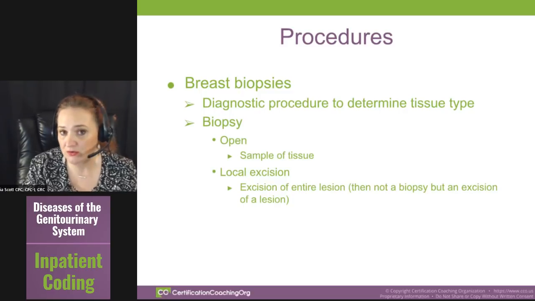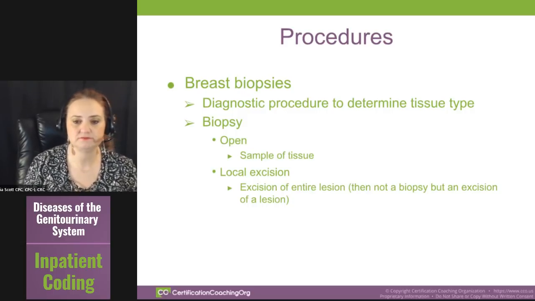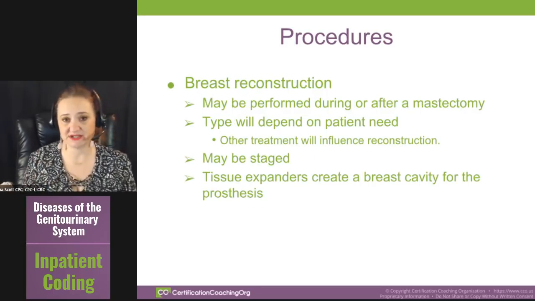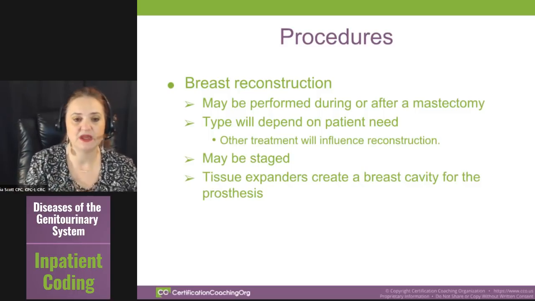If you remove the tumor or the lesion, that's not a biopsy. We're taking it out, but it's an excision. Okay. Now you can still biopsy the tissue, but it's not considered a biopsy.